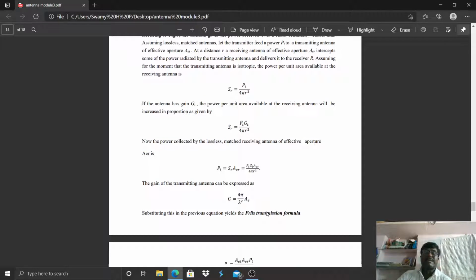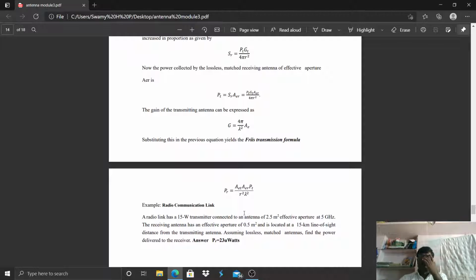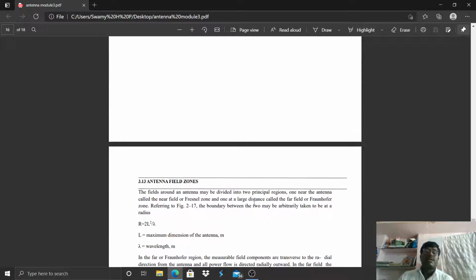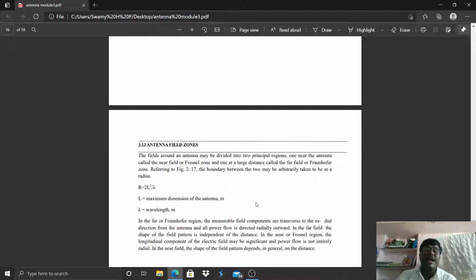So therefore, the gain of the transmitting antenna can be given as G is equal to 4 pi divided by lambda square into AE. Substituting in the previous equation, we get the Friis transmission formula, which tells you how much power is received over the radio communication link. PR is equal to AET AER PT divided by R square into lambda square. So this completes this topic. Another term is antenna field zones.